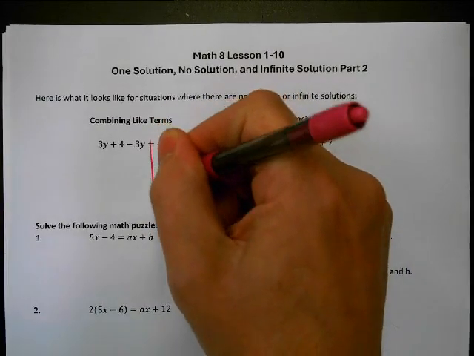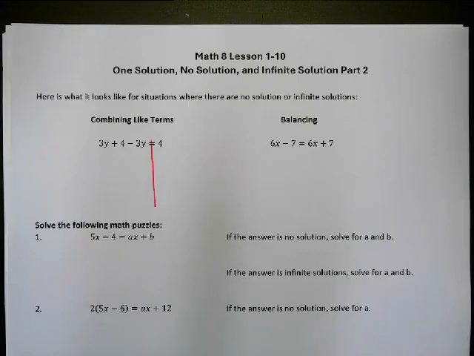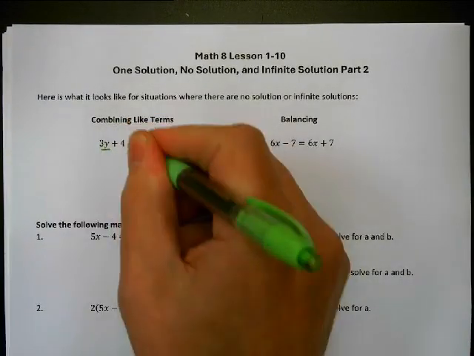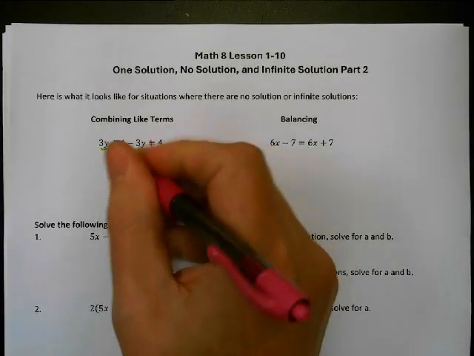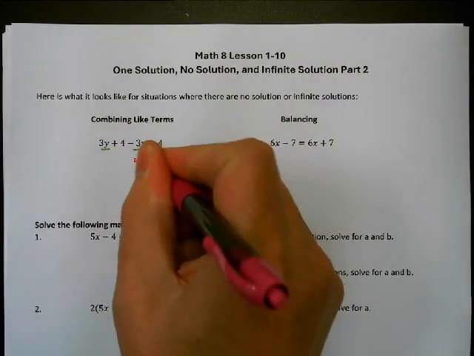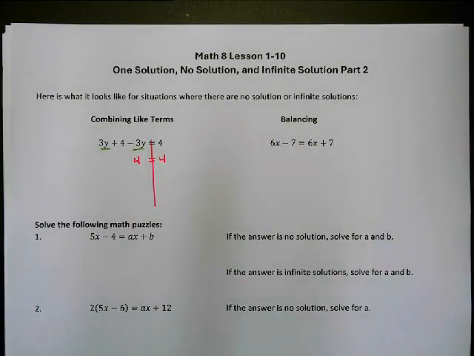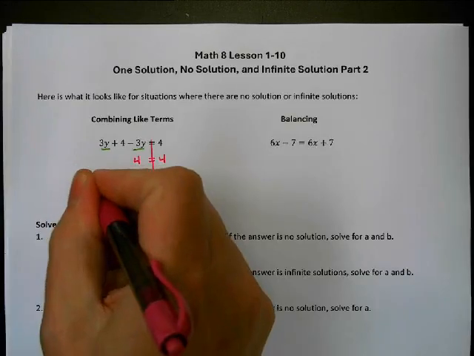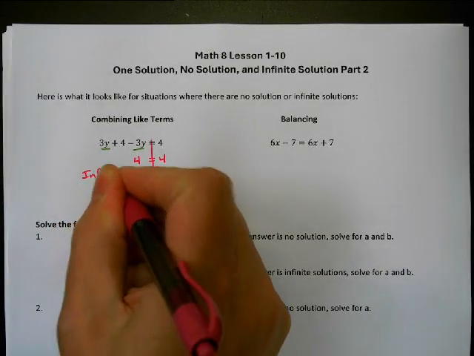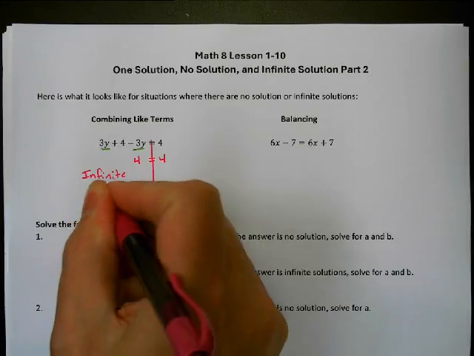Okay, so for combining like terms, over here, I'm ready to combine like terms. I've got a 3y and a negative 3y. The 3y and the negative 3y are going to cancel each other out. So I'm going to end up with 4 equals 4. So if the variables go away and we have a true statement, 4 always equals 4, this is where we would say infinite solutions.